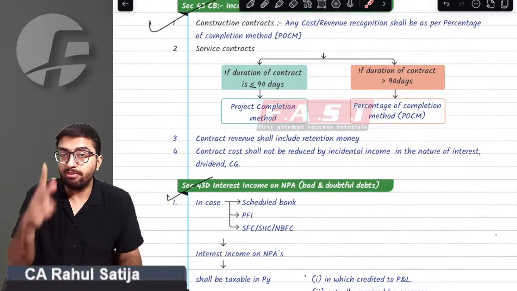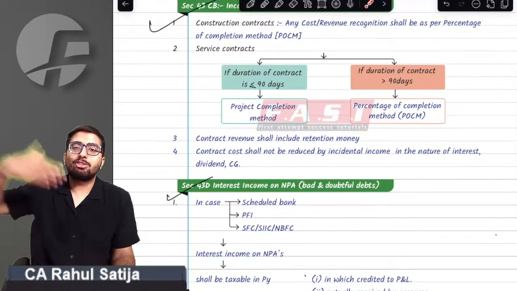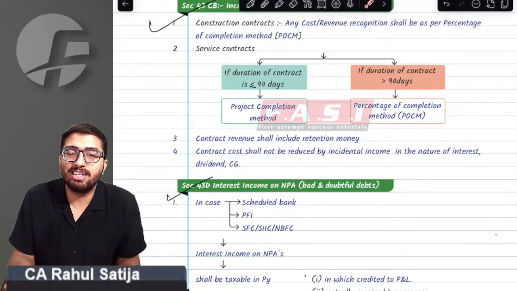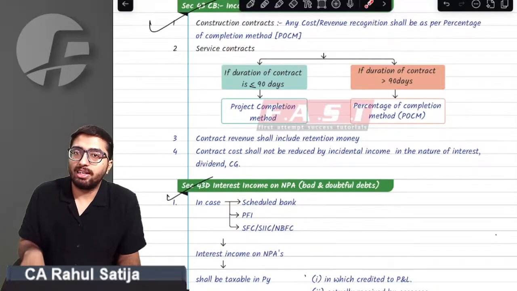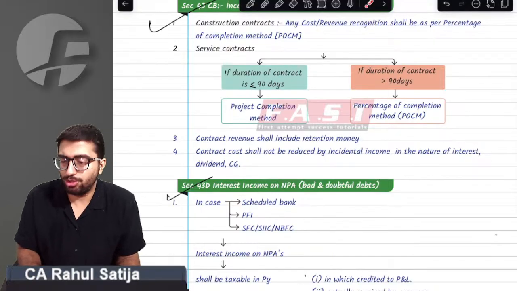But for service contracts we have a choice. If a service contract lasts for more than 90 days, then we have to follow the percentage of completion method. But if a service contract lasts for less than 90 days, then we can follow the project completion method.